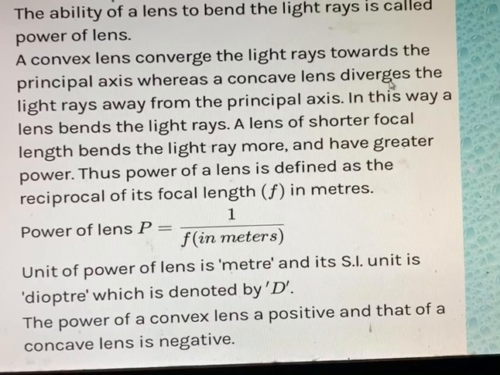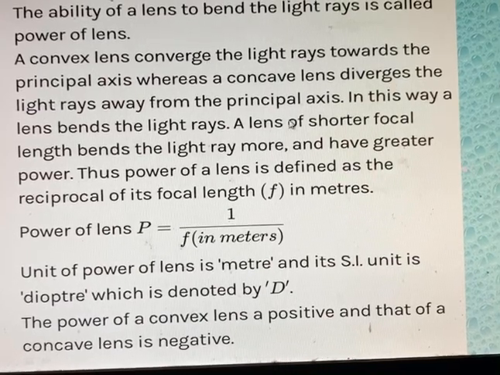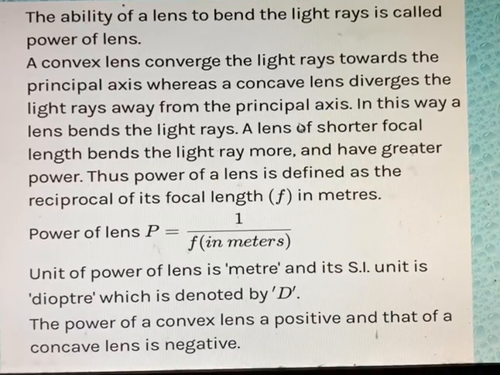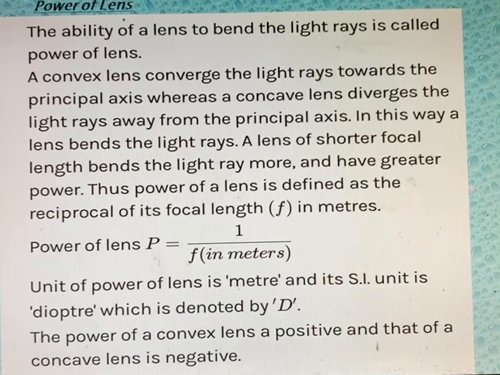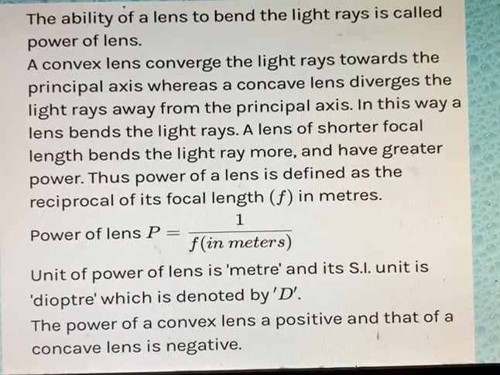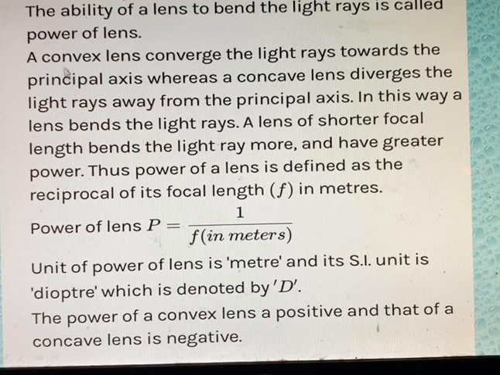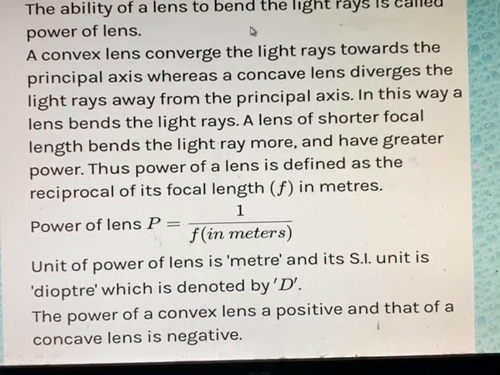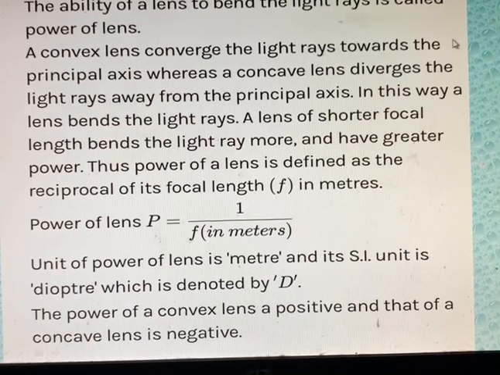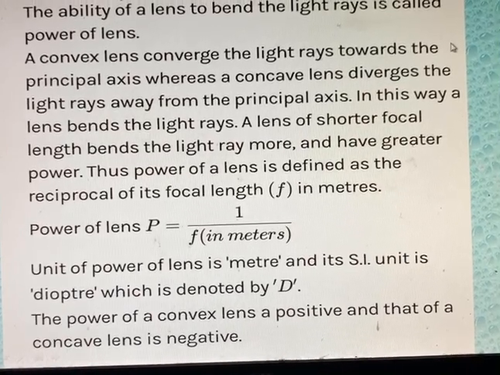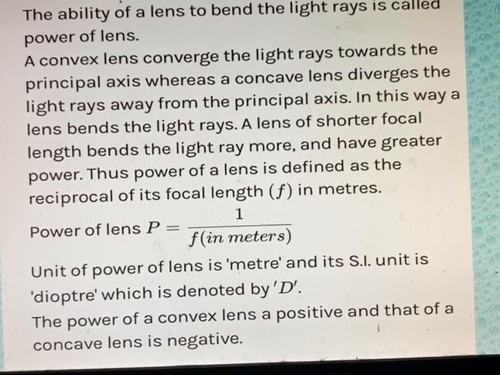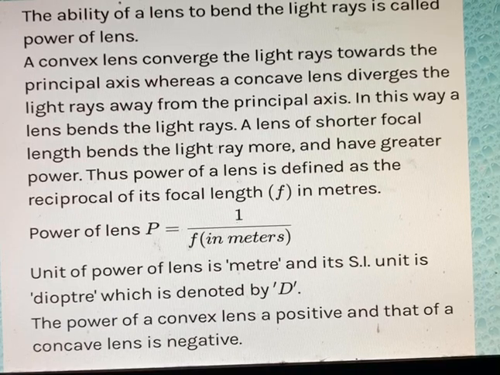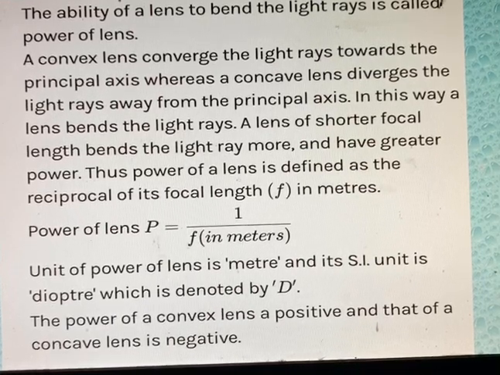So what is called the power of lens? As we already know what is the focal point, what is the principal axis, what is the distance, right? The ability of a lens to bend the light rays is called the power of lens. Convex lens converges the light rays towards the principal axis, whereas the concave lens diverges the light rays away from the principal axis. In this way, a lens bends the light rays.